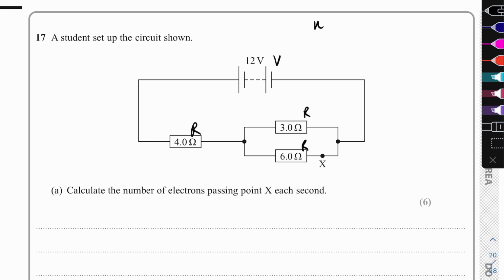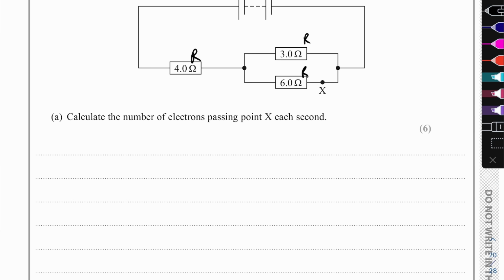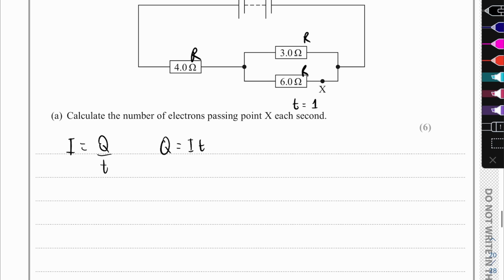The number of electrons means that we're talking about the current. We're talking about the charges that are passing each second, right? We know that current is what? Current is the rate of change of charge over time, right? We know that Q equals what? Q equals IT. Do we know T? T equals 1 second, right? This is right.